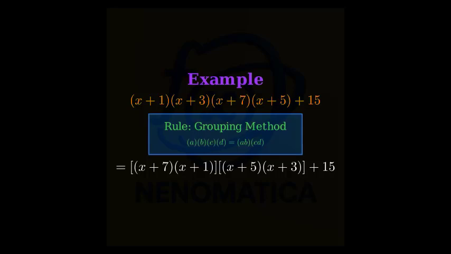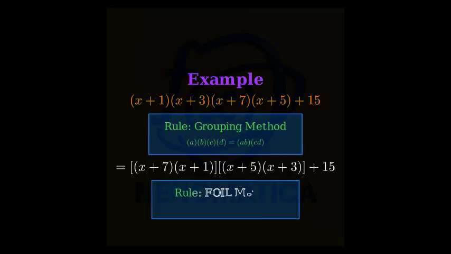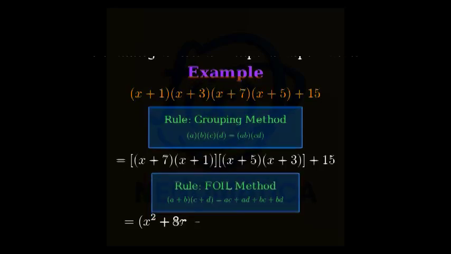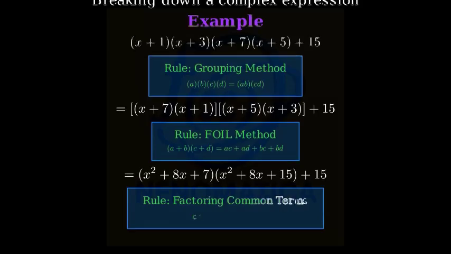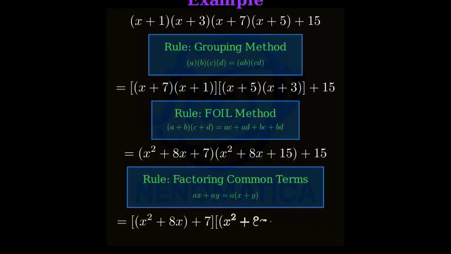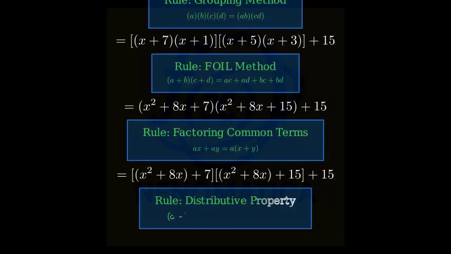Now, we'll expand each of these group terms. Let's use the FOIL method to expand the group terms. Next, let's regroup the terms to make our next steps clearer. We'll factor out common terms inside each group. Now, we'll multiply these expressions using the distributive property. Let's apply the distributive property to expand the product.